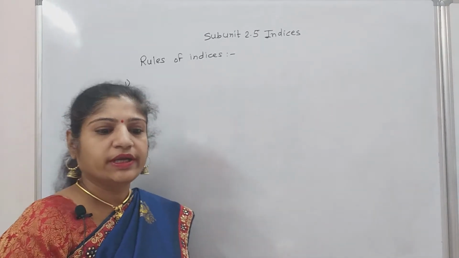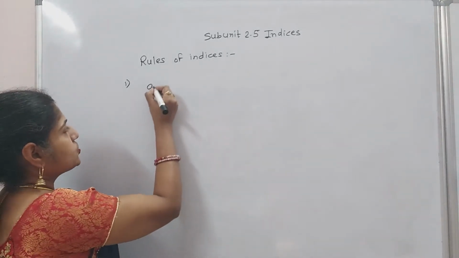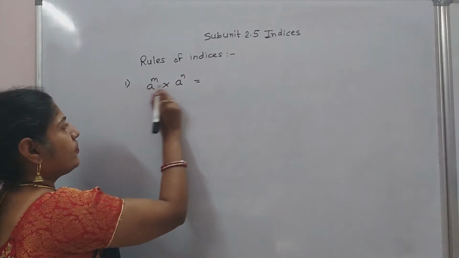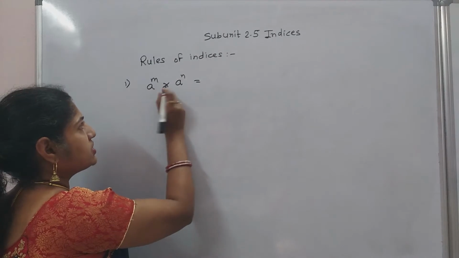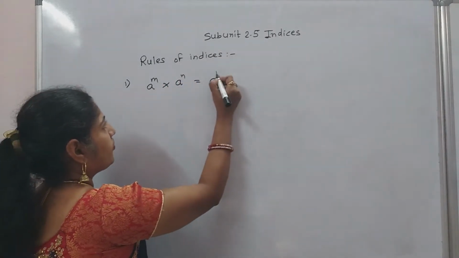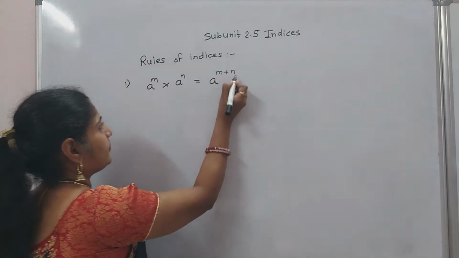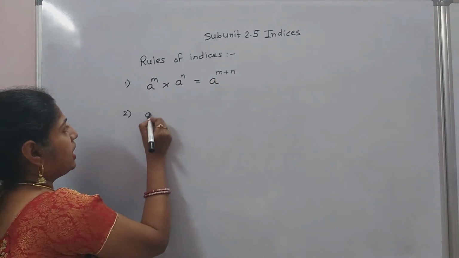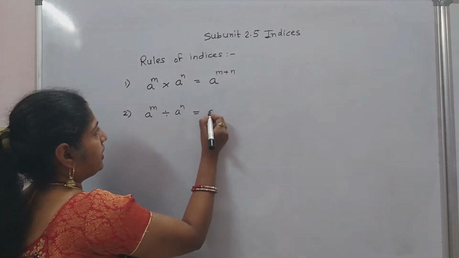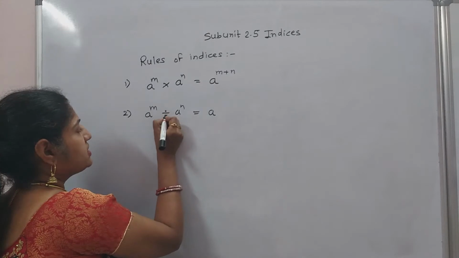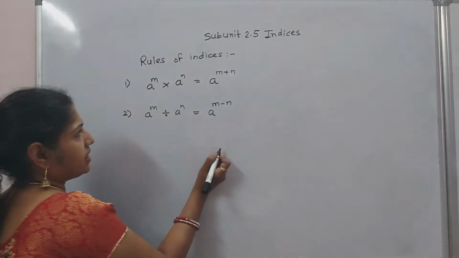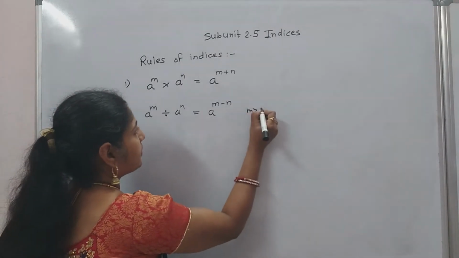Now, rules of the indices. First rule is a raised to m into a raised to n. Same base and there is multiplication. So write the same base a and the addition of indices, m plus n. Second rule is a raised to m divided by a raised to n. If there is division, the subtraction between indices, a raised to m minus n. Here m is greater than n.